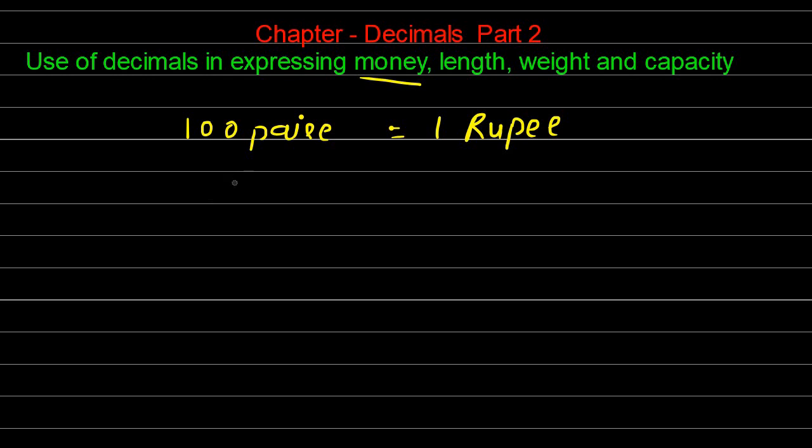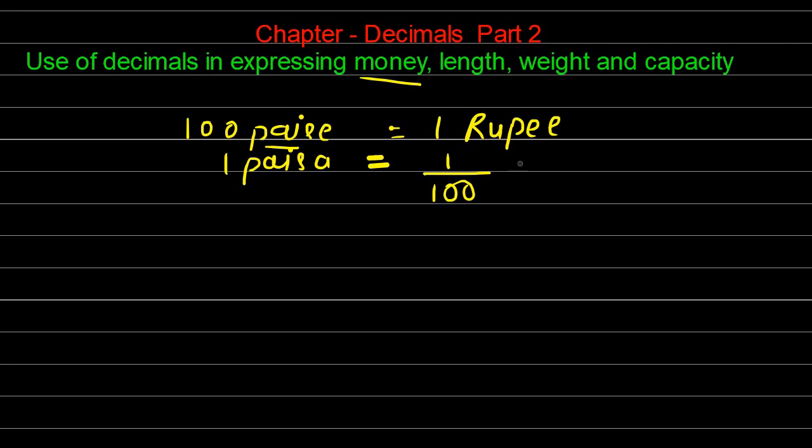So if I ask you to convert 1 paisa into rupees, it's very simple. You're talking about 1 paisa out of 100 paisa, which makes 1 rupee. Suppose they ask you to write this value as a fraction. This is how you can convert 1 paisa into a fraction.